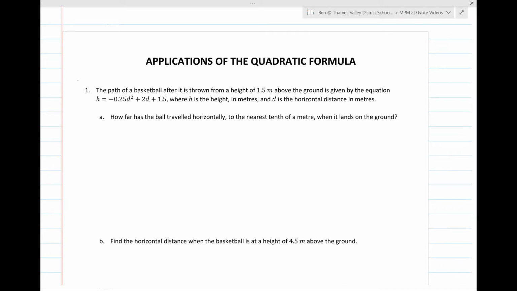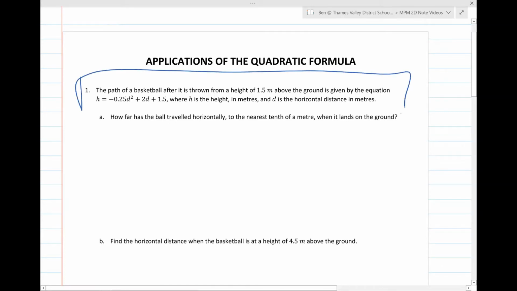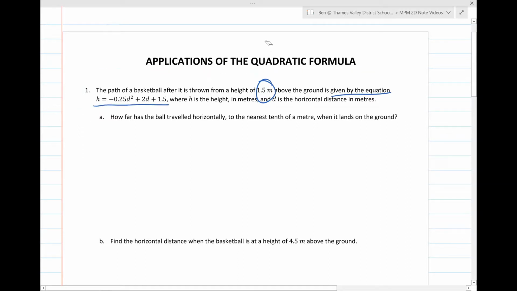So our first example here, we have a basketball. The path of this basketball after it's thrown from a height of 1.5 meters can be given by the equation h equals negative 0.25 d squared plus 2d plus 1.5. Here, h represents the height in meters, and d represents the horizontal distance in meters.